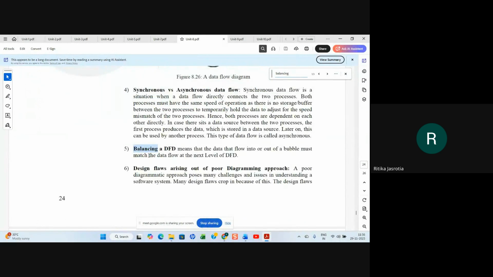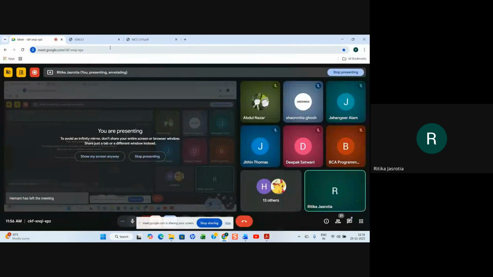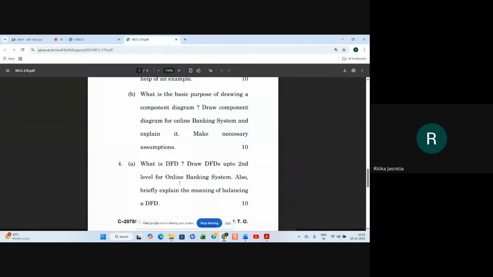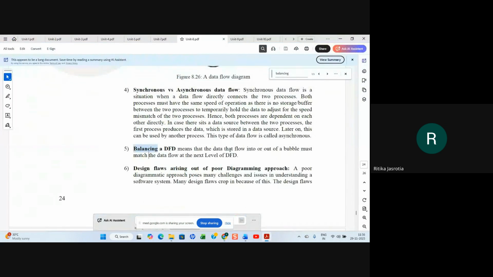So balancing a DFD means that the data that flow into or out of a bubble must match the data flow at the next level of DFD. That is what balancing means. They were asking you a question, that also briefly explain the meaning of balancing a DFD. So balancing a DFD means that the data that flow into or out of a bubble must match the data flow at the next level of the DFD.